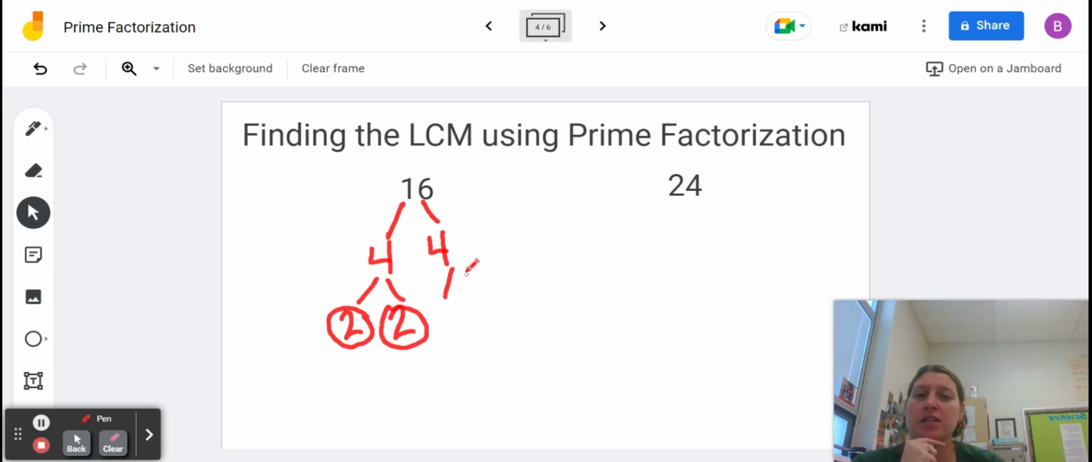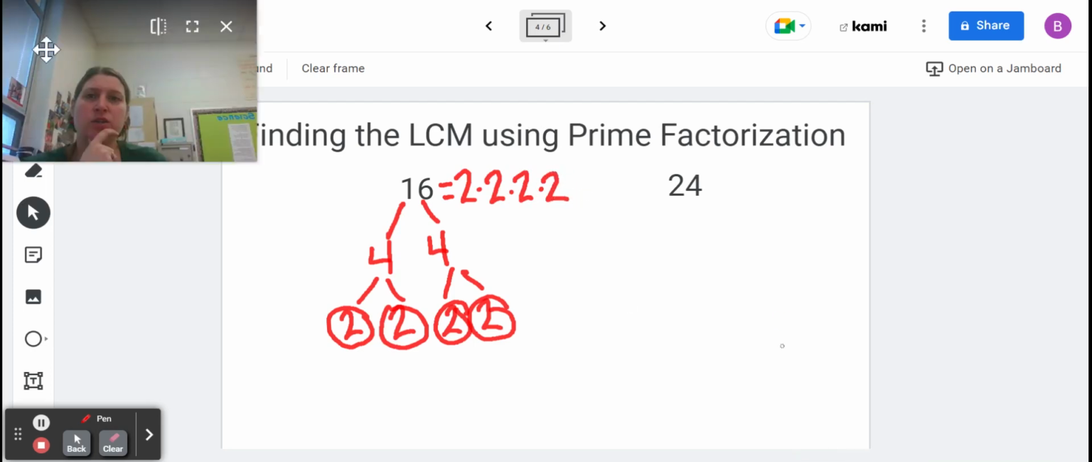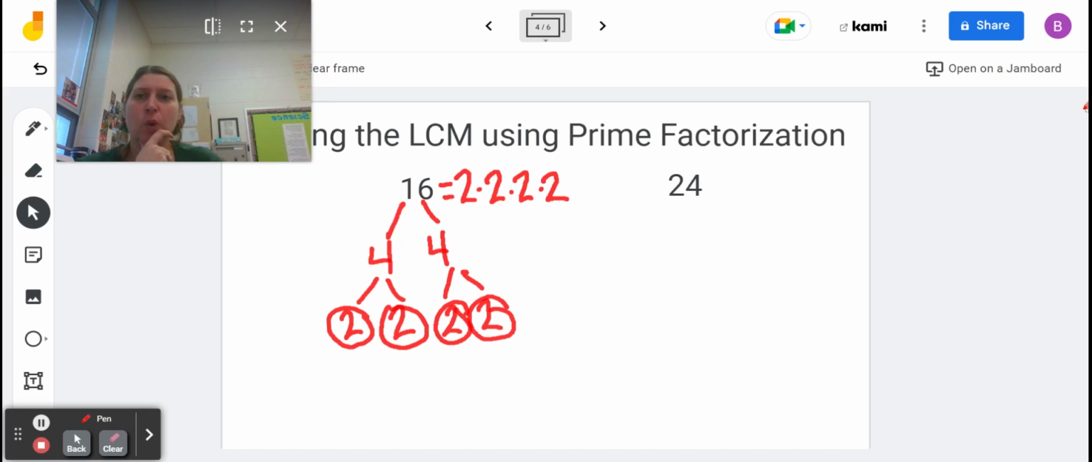4, once again, is going to be 2 times 2. I'm going to circle them. So for 16, my factors are 2 times 2 times 2 times 2. Okay, now I'm going to do 24.